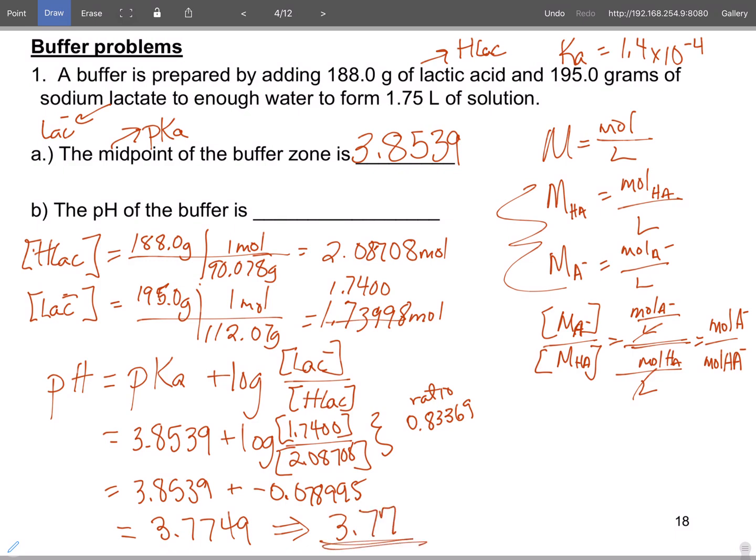Now notice, and we can record that up here or down, doesn't matter, that the midpoint of our buffer zone is slightly higher than what we ended up with. And this makes perfect sense if you think about it, because when you look at the moles, you have more acid than you do base. Therefore, your pH should be slightly lower. Okay? So that was A and B. Let's move on to C.